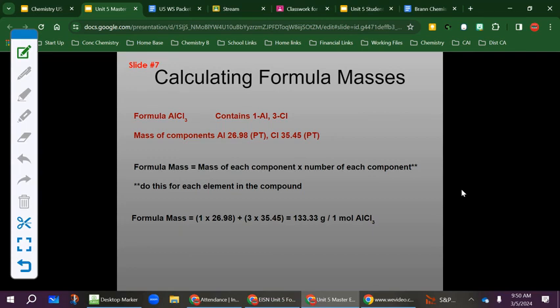Well, when you say you have 133.33 grams of aluminum chloride, you could also say that you have 1 mole of it. These are equal to each other. So the mass is the same as like 1 mole. When you have the formula mass of a substance, you have 1 mole of it. Yes. Okay. If that's the way you wish to think of it, yes. That's what it means. Okay? Questions?